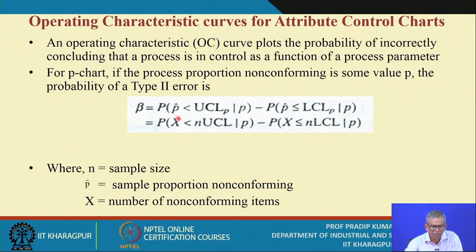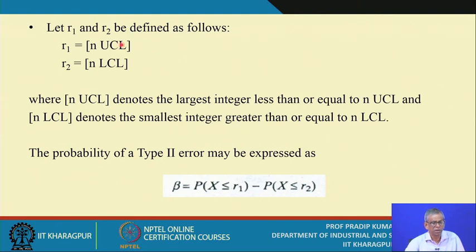So this p hat means x divided by n. Obviously x is the random variable, the number of non-conforming items, and n is the sample size, so p hat is the sample proportion non-conforming. We are explaining it with respect to the p chart. Now n into UCL may not necessarily be an integer. Similarly, n into LCL may not necessarily be an integer. Now obviously x is an integer, so there will be some corrections you have to make.